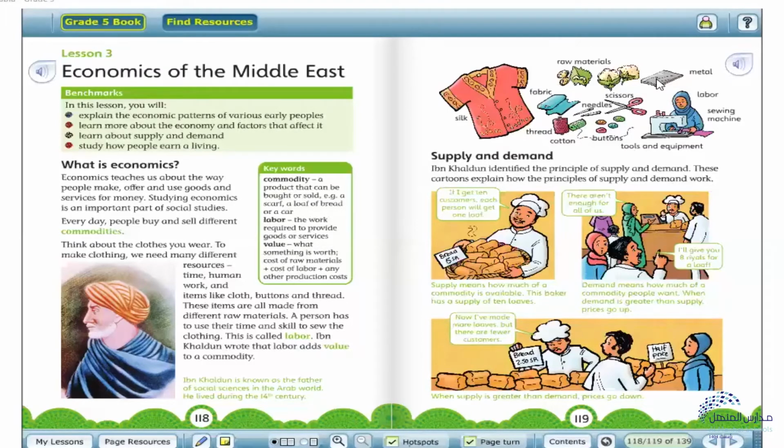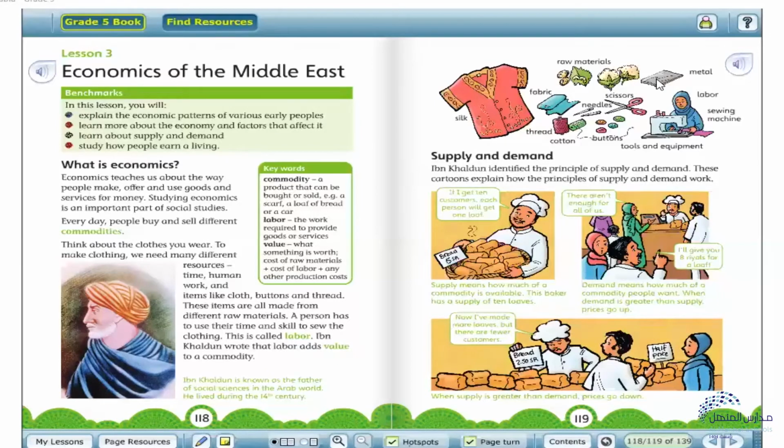If you look at page 119, there are very nice pictures there for you to read. Raw materials, fabric, silk, thread, cotton, pattern. There are a lot of things they show for you. Pictures, they show you everything. The labor is there. And also, on the same page 119, there are pictures about supply and demand.